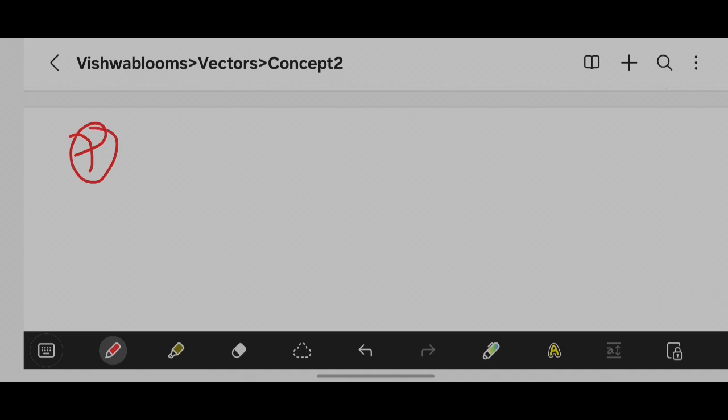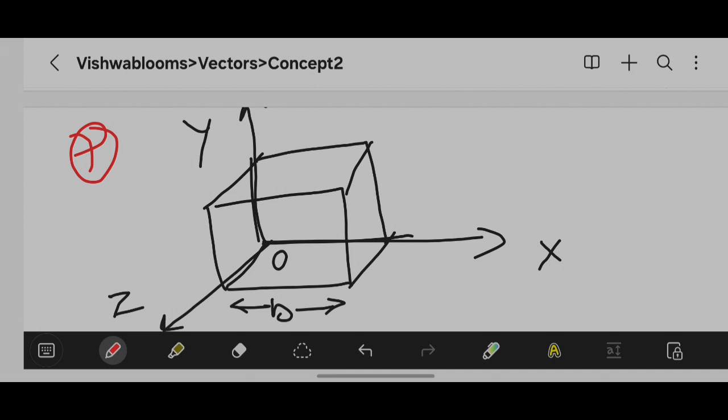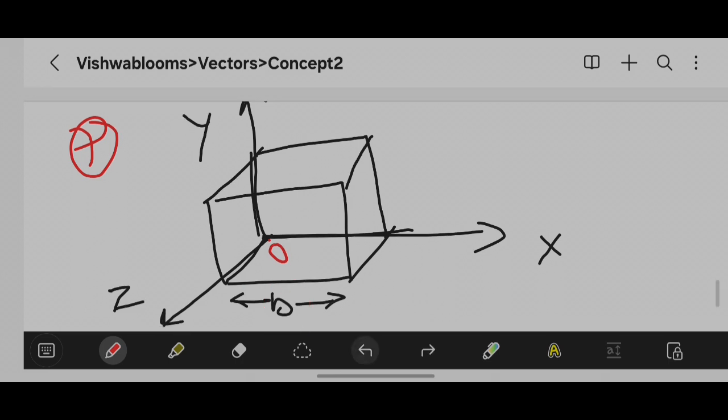If three vectors along coordinate axes represent the adjacent sides of a cube with side B, then the unit vector along its diagonal passing through the origin is. So first I will draw a cube here. I am assuming this side as the x-axis, this as the y-axis and the other side as the z-axis. This is the origin. The side is B, that is why I have written it here.